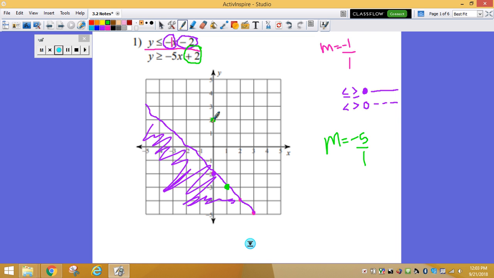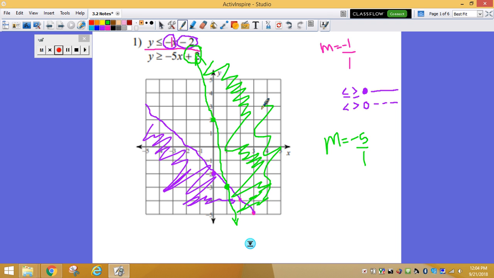I'm going to do one more. All right, so it has the line under it, which means it's going to be a solid line. So it's going to go like, pretend this is a straight line. Sorry, y'all. Okay, and this one says greater than. Greater than means you're going to shade above it, right?